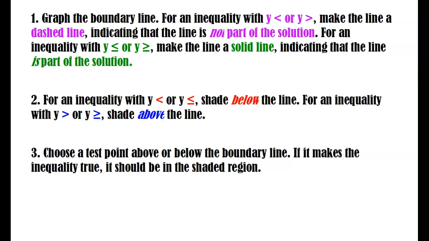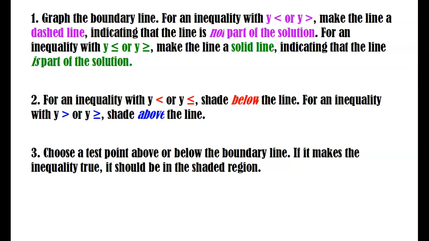So if it is a greater than or less than, then we make the line a dashed line, indicating the line is not part of the solution. If the inequality is less than or equal to or greater than or equal to, then we have a solid line, indicating that the line is part of the solution, and we can pick points on the line in our solution set.